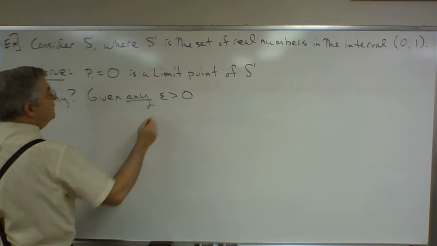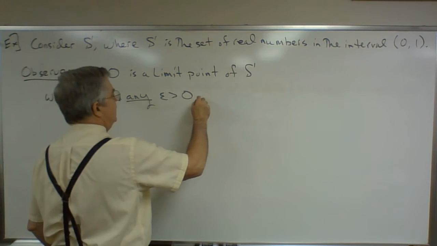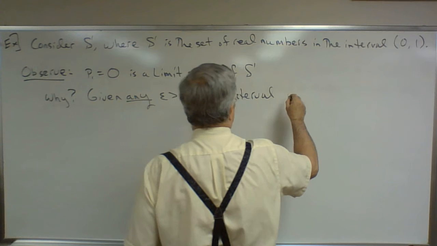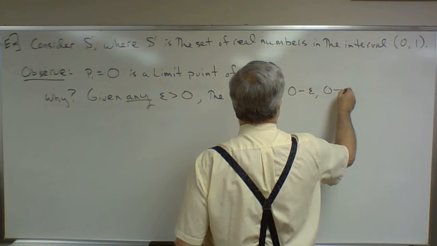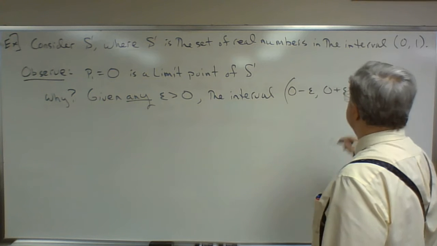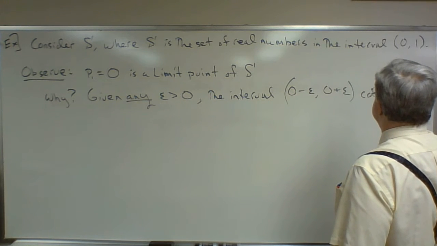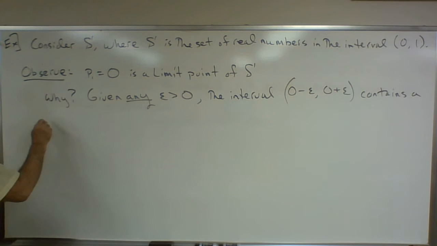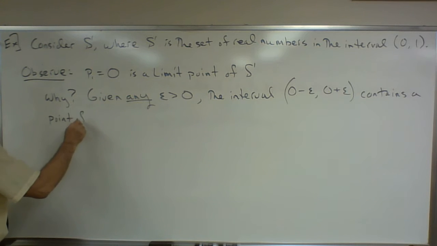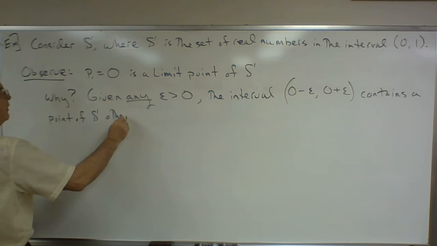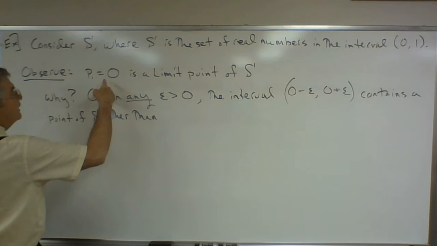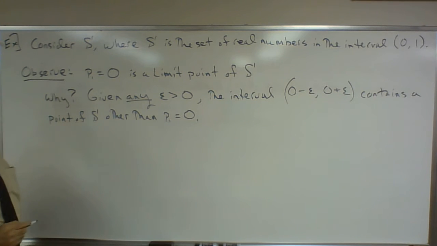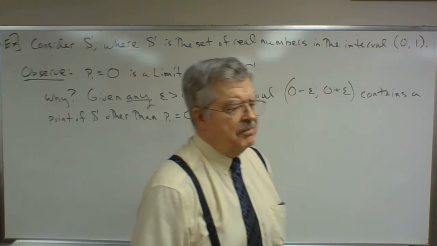Given any epsilon greater than 0, the interval (0 minus epsilon, 0 plus epsilon) contains a point of S other than P1 equals 0. And let's just draw a few examples.